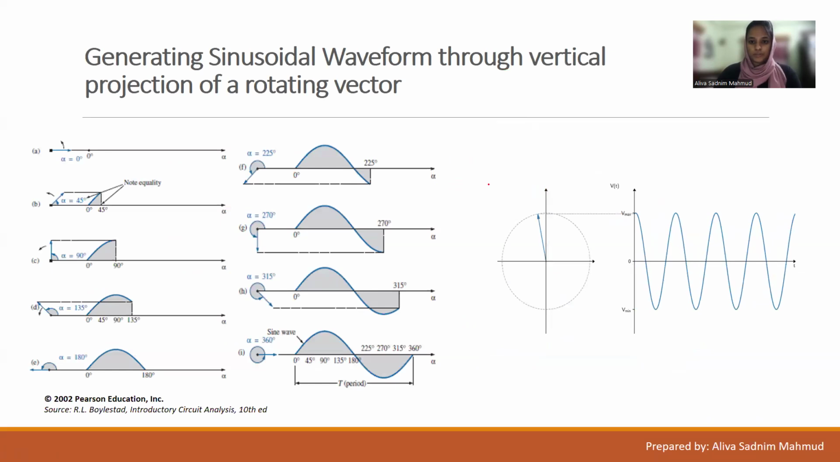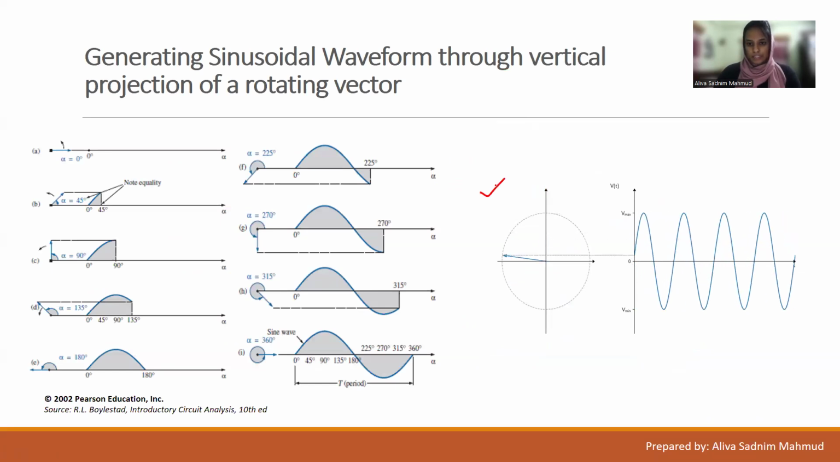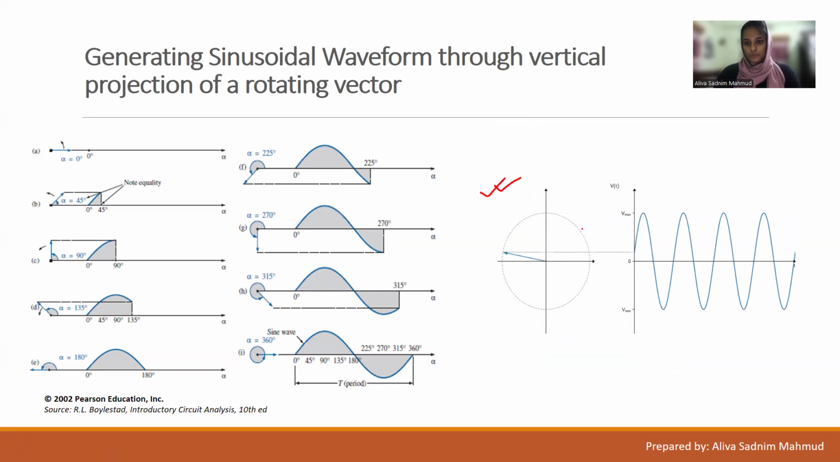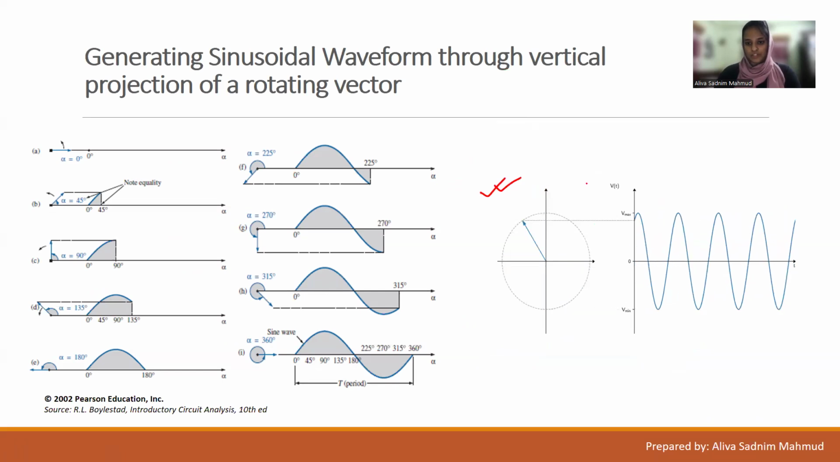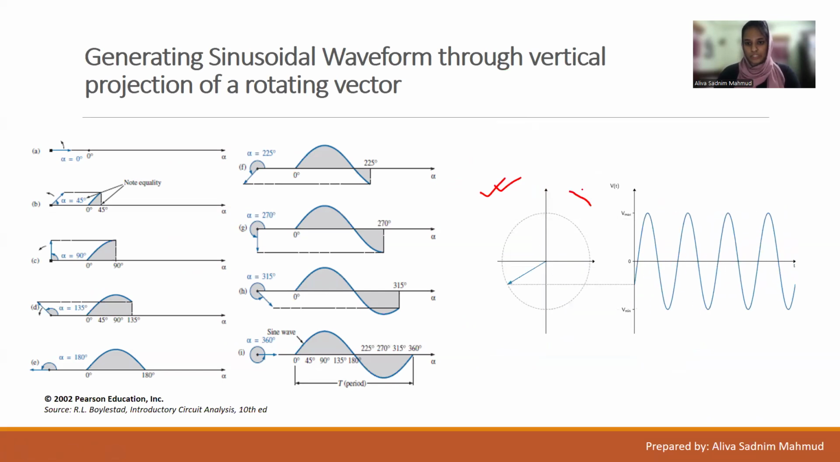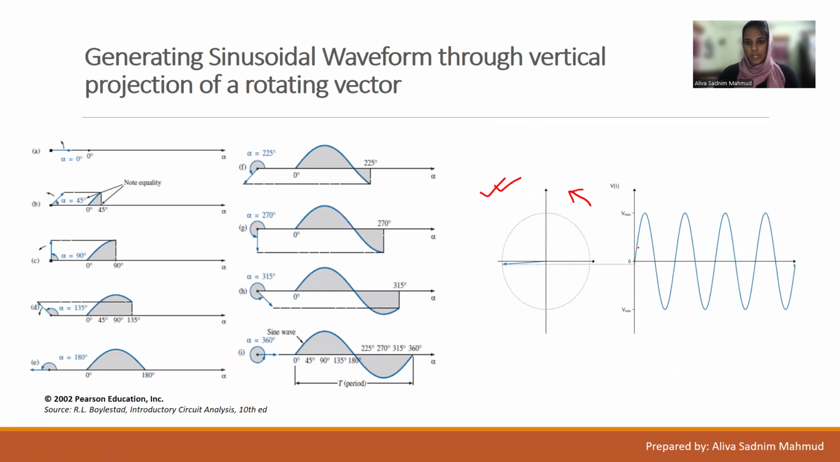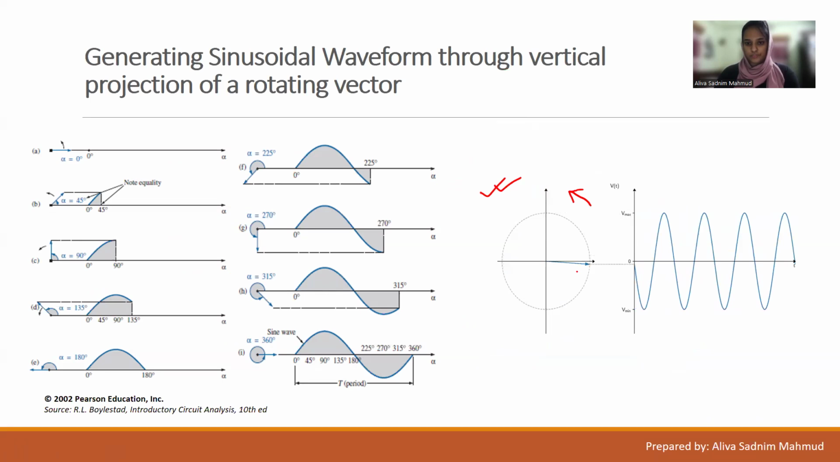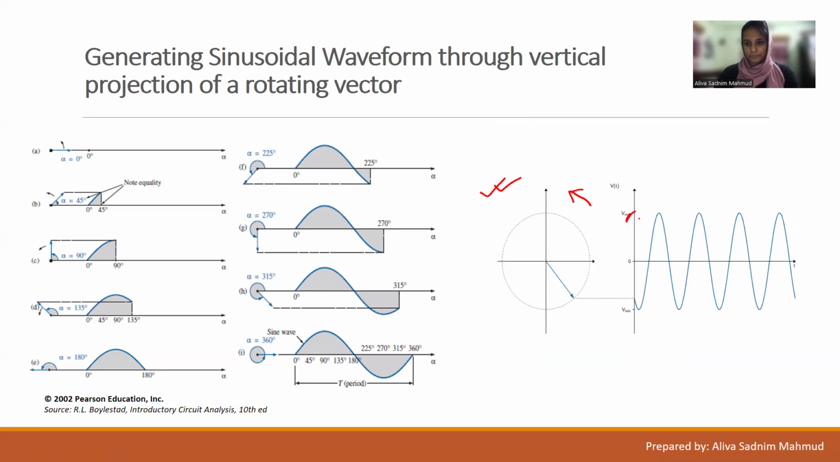Now, if you look at this animation here, sinusoidal waveforms can be generated from a rotating vector like this, which is rotating in the anticlockwise direction. The instantaneous values for the sinusoid come from the projection of the vector onto the y-axis.